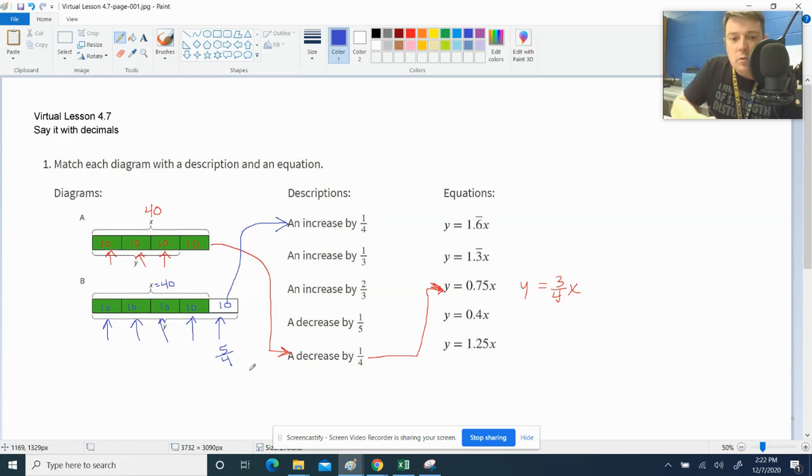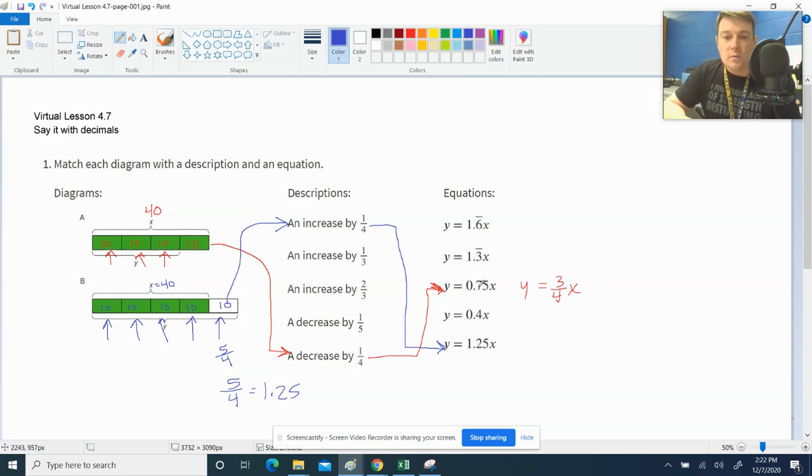Now, 5/4, if you convert that into decimal form, 5 divided by 4 equals 1.25. And if you know your money very well, you know that 5/4 is equivalent to 1.25, which is why this description lines up with this equation. Because if I take the value of x and multiply it by 1.25, I will get the value of y. It's going to grow because its constant is greater than 1, so it's going to make it grow by 1/4.